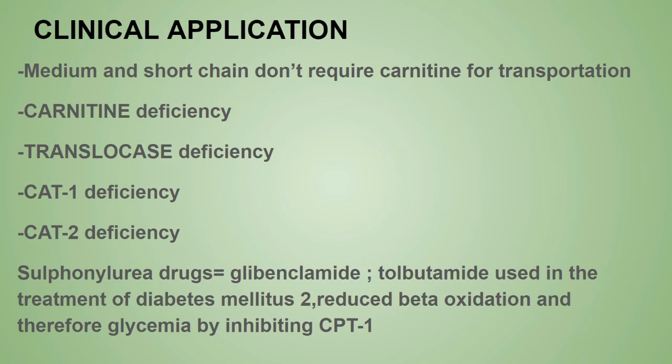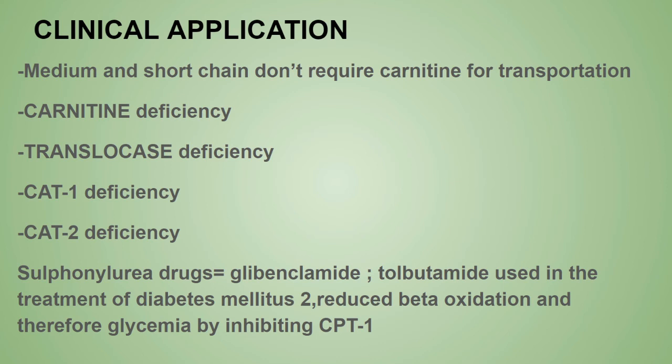Now next is translocase deficiency. What happens is the translocase deficiency leads to defective metabolism of the long chain fatty acids, and in this condition the muscle cramps are precipitated by fasting, exercise and a high fat diet.